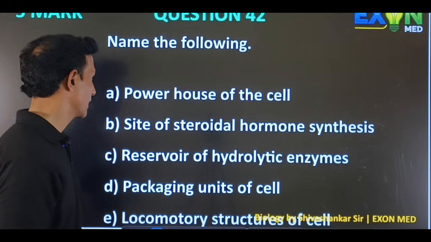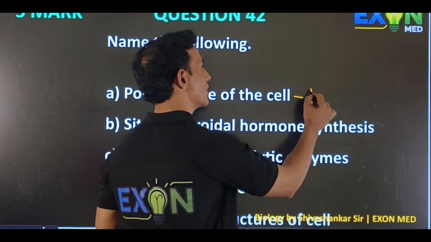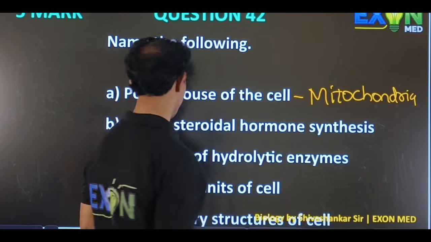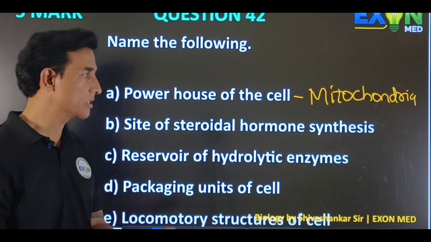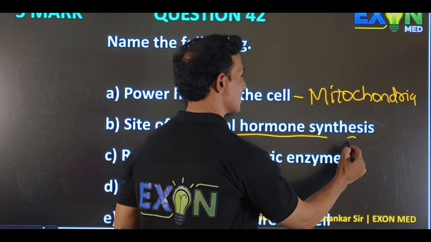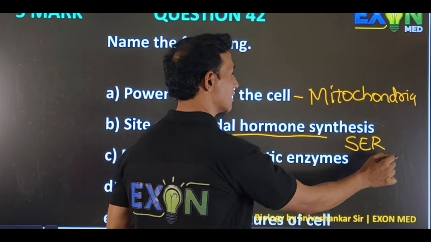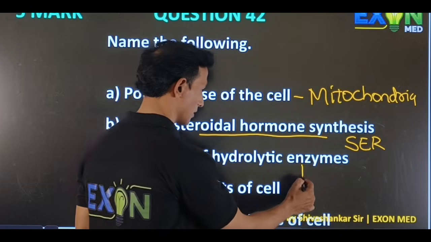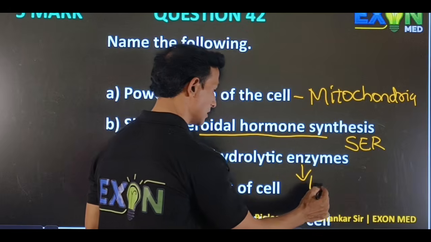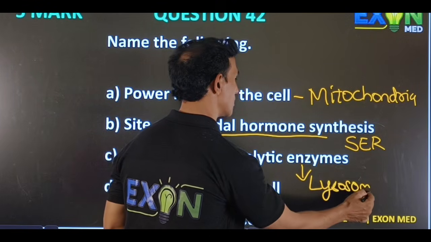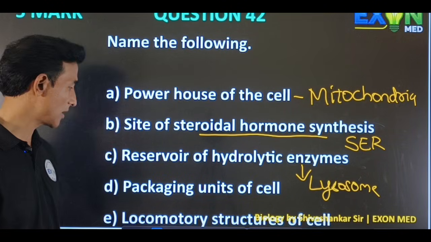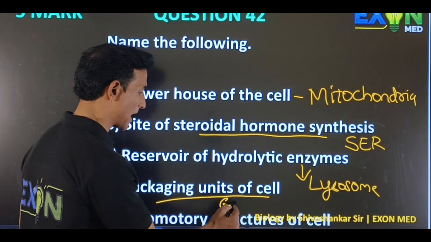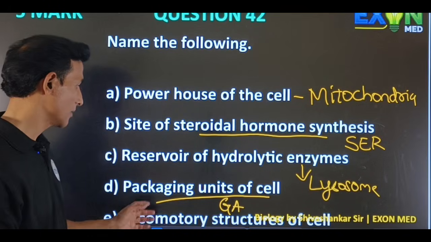So name the following. Powerhouse of the cell. We know mitochondria is the powerhouse of the cell. Site of steroidal hormone synthesis. Steroidal hormones are synthesized by smooth endoplasmic reticulum. Reservoir of hydrolytic enzymes. Hydrolytic enzymes are present in lysosomes, which are called the suicidal bag of the cell. Packaging units of the cell. So Golgi apparatus or Golgi complex.